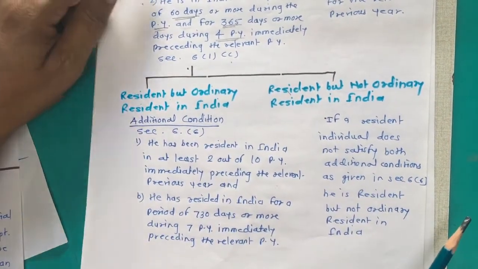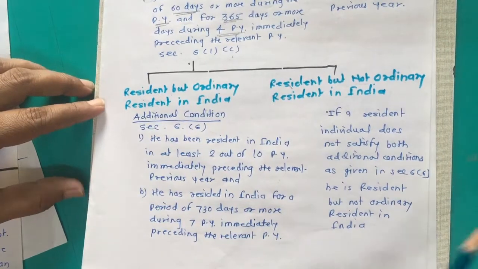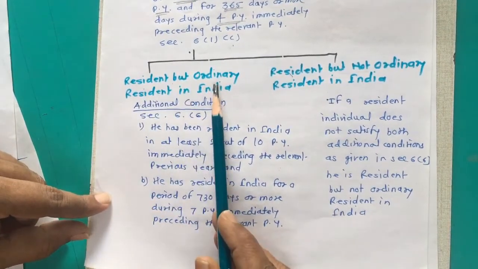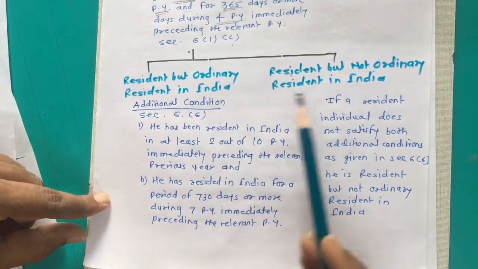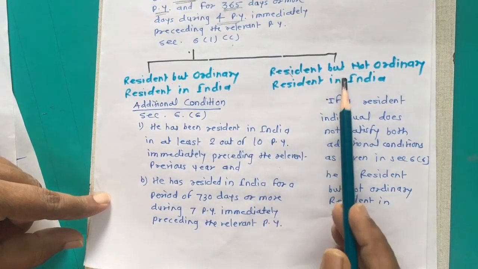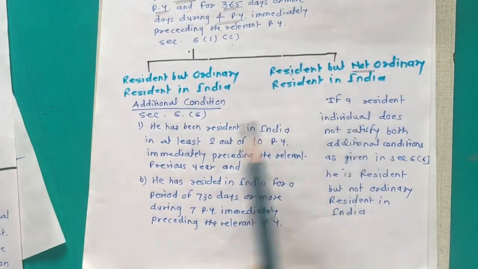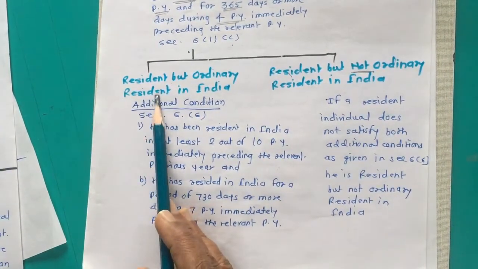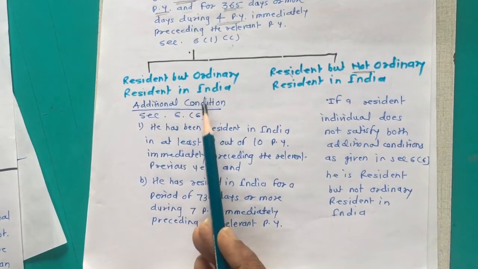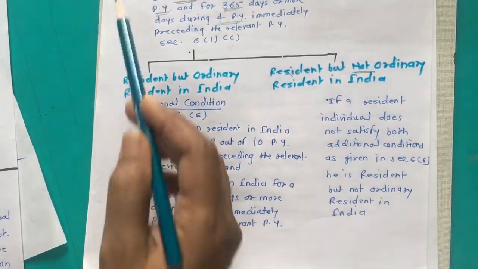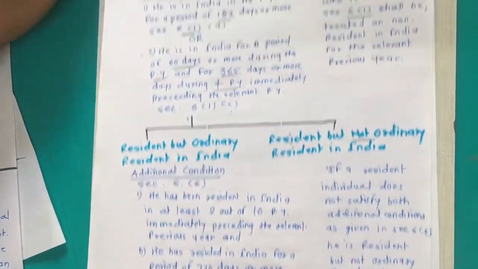Resident in India is classified in 2 categories. First, resident but ordinary resident in India, and second, resident but not ordinary resident in India. For resident but ordinary resident in India, there are 2 additional conditions along with these basic conditions.